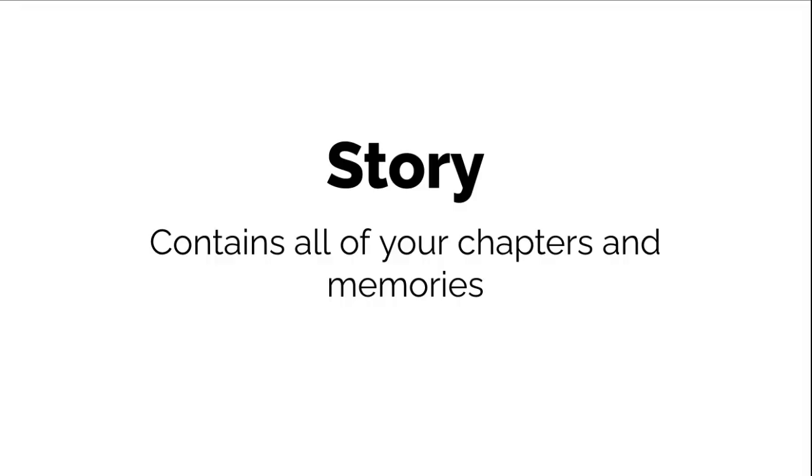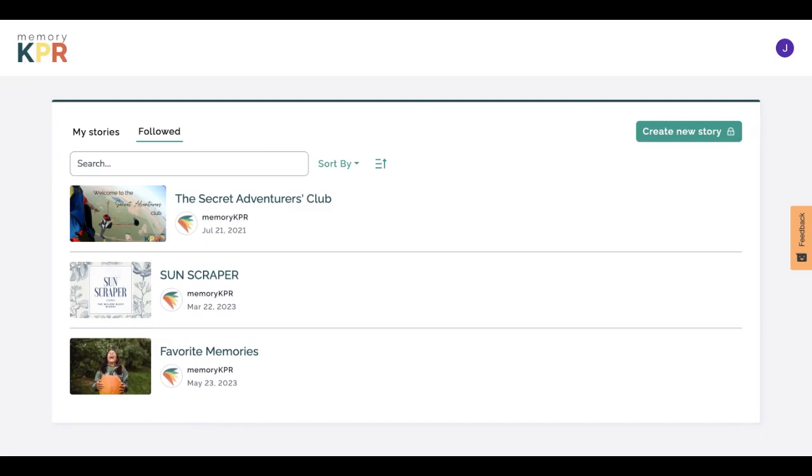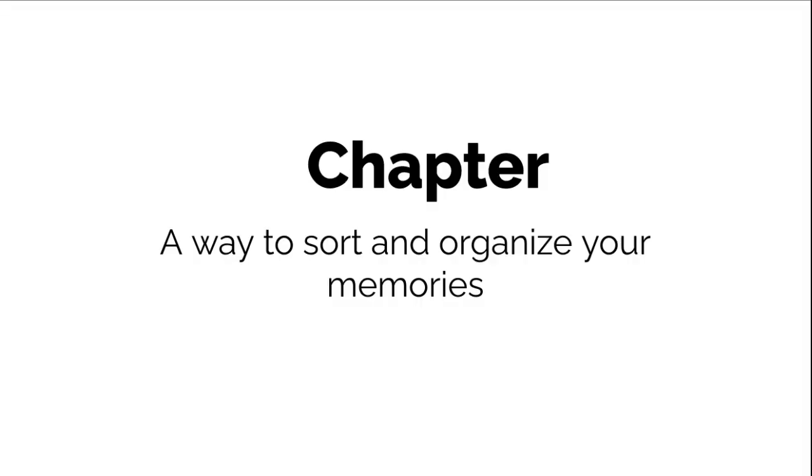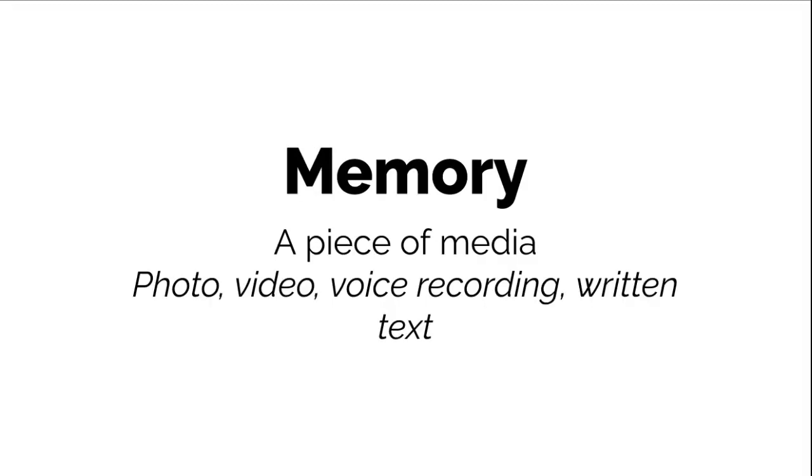Before we jump into a demo today, let's clarify a few terms. A story contains all of your chapters and memories. As you can see here, you can make as many stories as you'd like. A chapter is an easy way to sort and organize your memories within a story. A memory is a piece of media that goes into your story and can be sorted within the chapters. It can be a photo, video, voice recording, or written text.